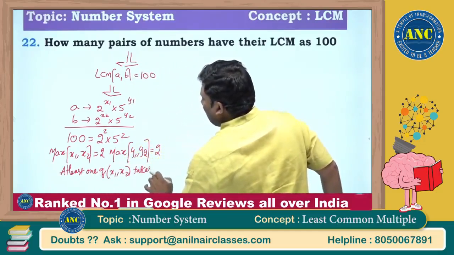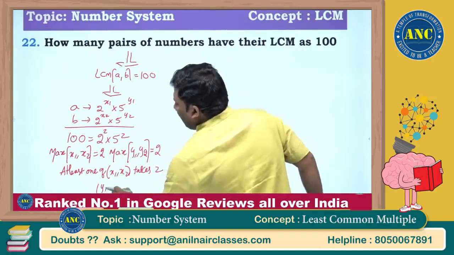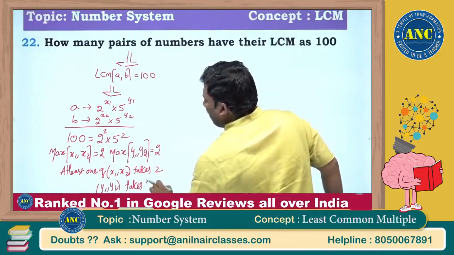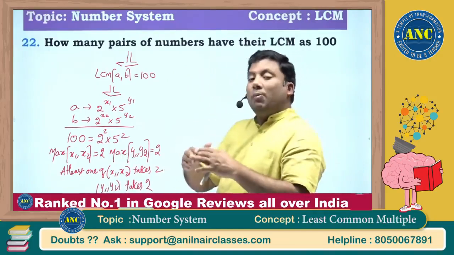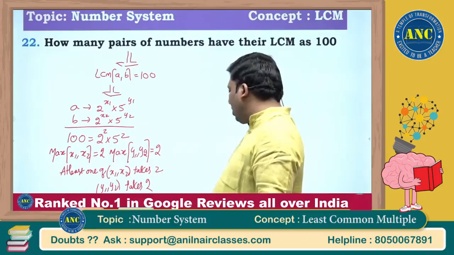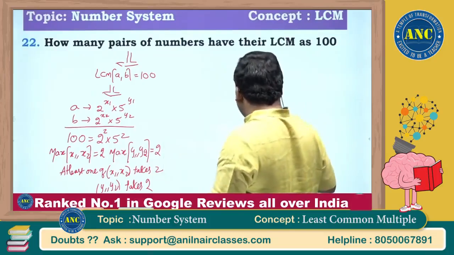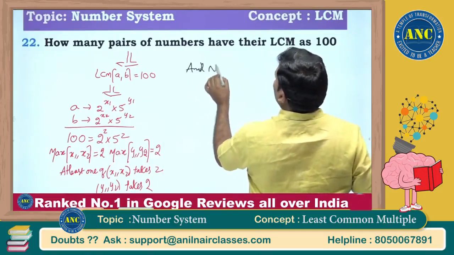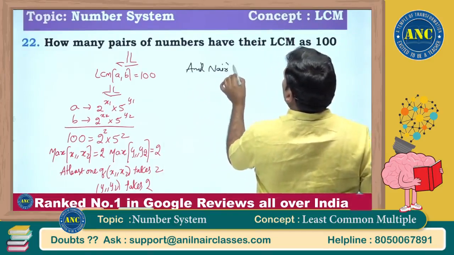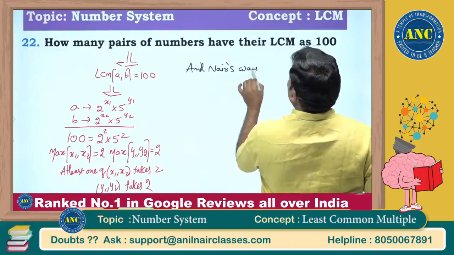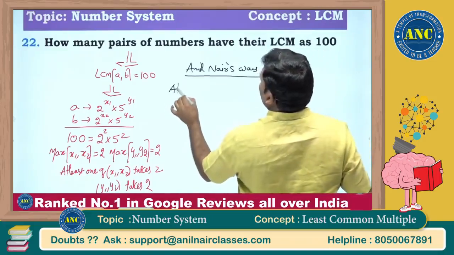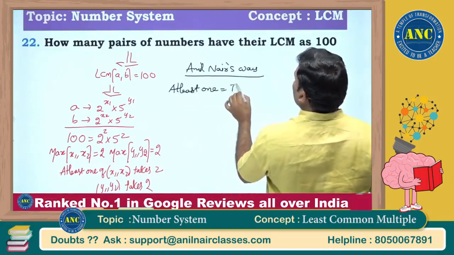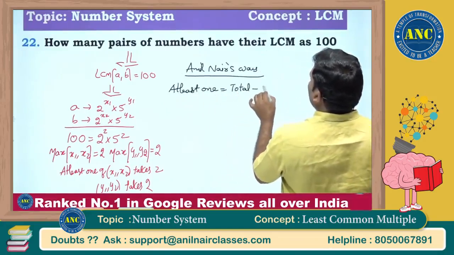Are you all with me? Similarly, y1, y2 takes 2, at least one out of them. At least one means both of them can also take 2. Now we will use Anil Nair's way to solve this question, a very easy way, the negation way. Instead of doing the cases, we will do at least one. At least one is defined as total minus none.